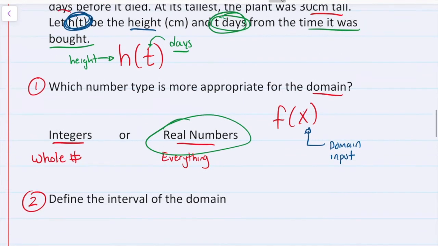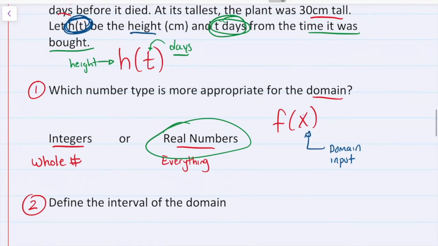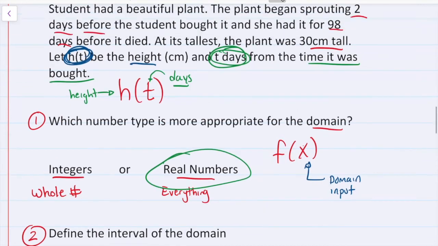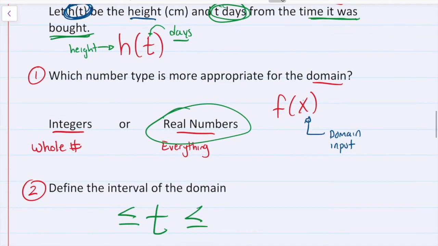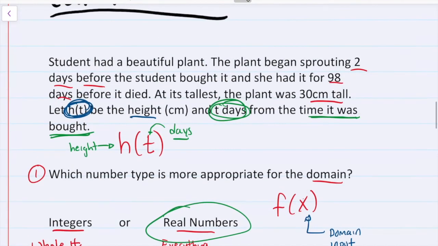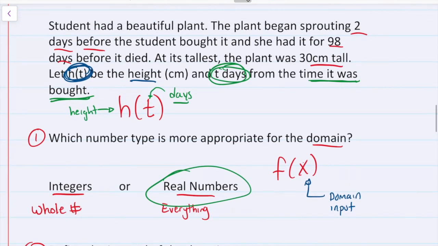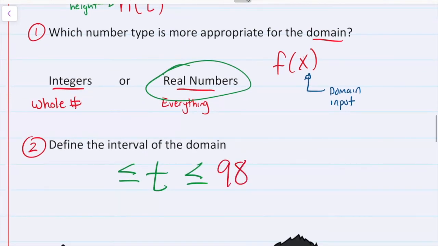Now, define the interval. So what would you say is the interval for the domain? Remember, we're talking about t, and the letter t is between two inequality symbols because we're going from here to here. The letter t is between these numbers. Well, to understand the interval, we need to understand what they're saying. The domain was the time it was bought. We want to know the life of this plant from the time it was bought. Well, do you know when it died? We know it died 98 days after it was bought. So we know there's a 98 here.